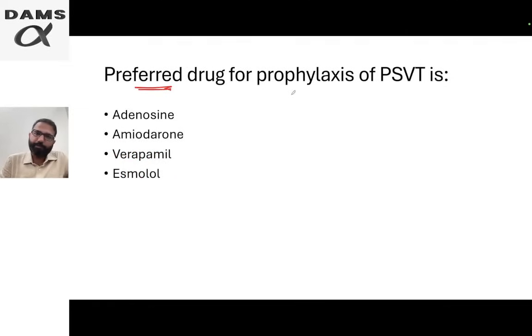Preferred drug for prophylaxis of PSVT. I think this was the question, prophylaxis of PSVT, and this is one of the simplest questions. In prophylaxis of PSVT, we use oral verapamil. Oral verapamil, calcium channel blocker. That was the answer. I think every bacha knows this. PSVT prophylaxis. Okay, so the correct answer will be verapamil.